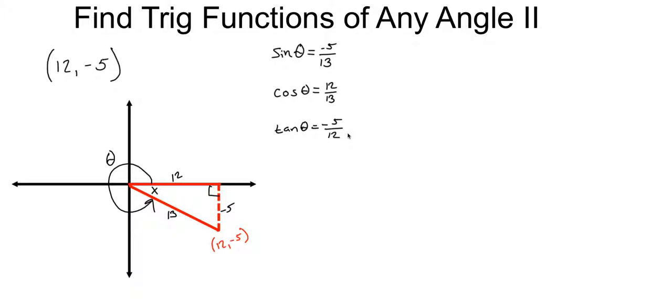So now that I have my three main functions, finding the reciprocal functions is pretty easy. I can say that the cosecant of theta is equal to the reciprocal here. It's going to be a negative 13 fifths. I can say that the secant of theta is going to be equal to the reciprocal of this. This is just going to be 13 twelfths. And that the cotangent of theta is just going to be equal to the reciprocal here, which would be a negative 12 fifths.